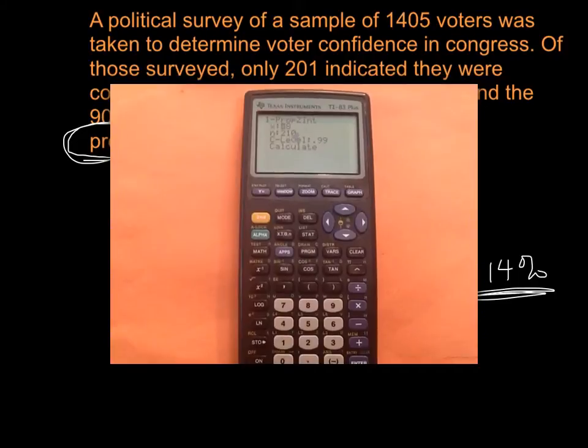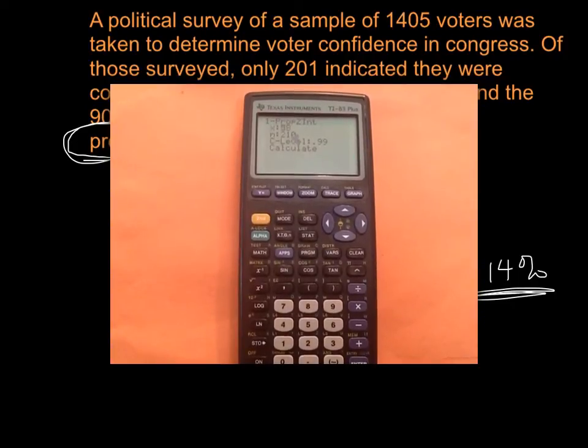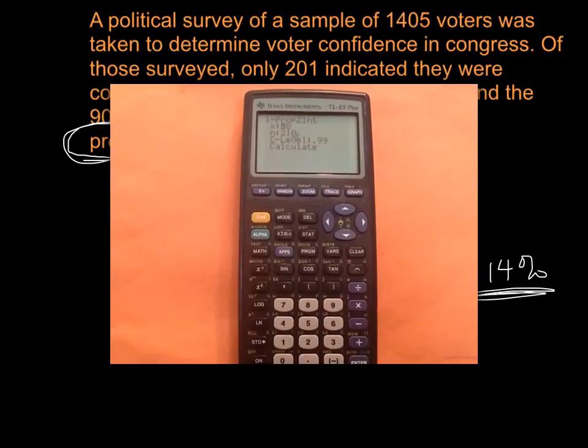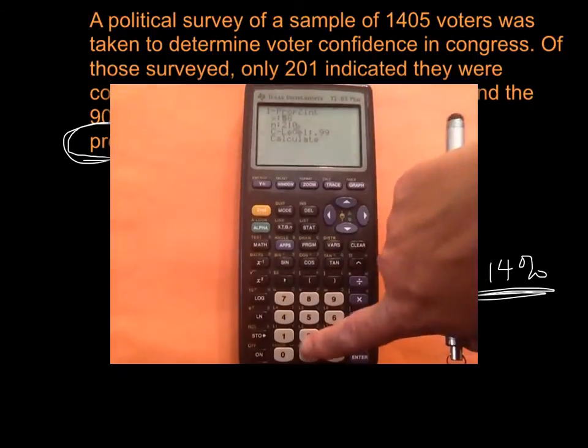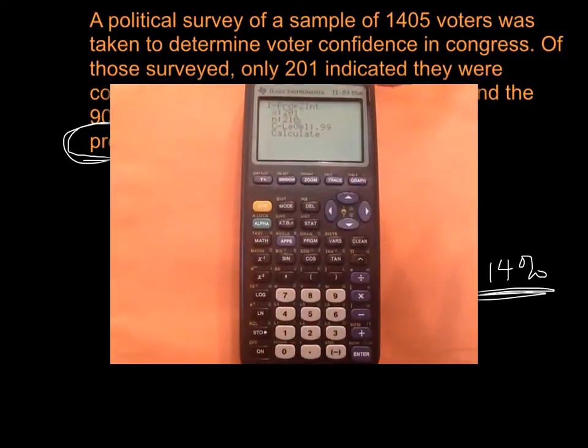First of all, x. It's not x bar because we don't have a sample mean. x wants to know how many people indicated whatever it is you're studying. In our case, 201 people indicated they had confidence. Now the word confidence in this word problem has nothing to do with confidence interval. It had to do with their opinions about Congress. But 201 of them said that they had confidence in Congress.